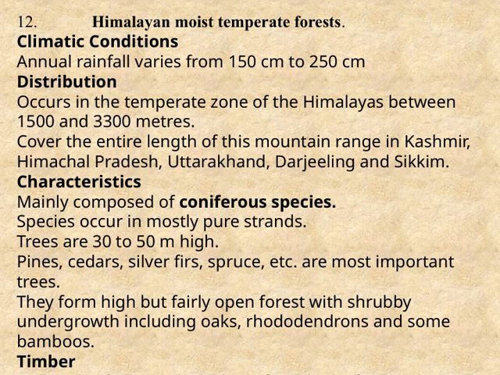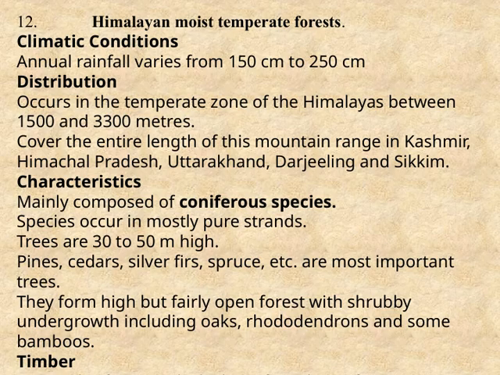Now, let's take a closer look at the Himalayan moist temperate forests. These forests are characterized by specific climatic conditions, with annual rainfall ranging from about 150 to 250 centimeters. This ample rainfall supports the lush greenery you find here.